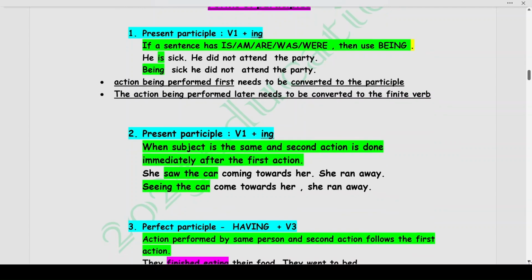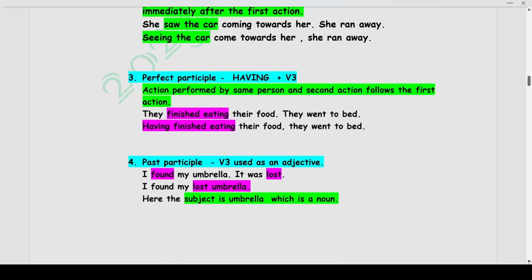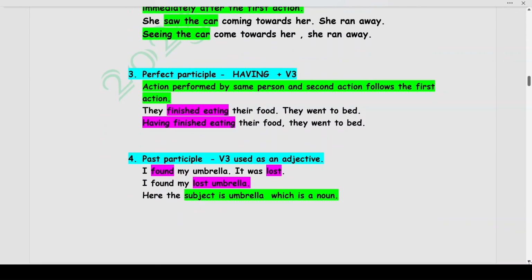Now next is perfect participle. As I told you students, there are some sentences which have both the past participle as well as the present participle. They are called perfect participles. That means having plus the V3 form of the verb. Action performed by the same person and the second action follows the first action. Example, they finished eating their food. First action. They went to bed. Second action. So immediately after eating their food, they went to bed.